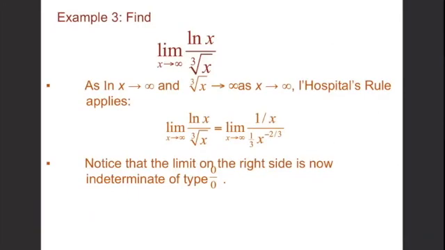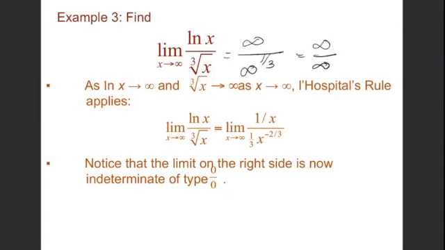Find the limit of ln of x divided by the cube root of x as x approaches infinity. Again, you test. ln of infinity is infinity. What is infinity raised to 1/3? The answer is still infinity. So this is of the form infinity over infinity.